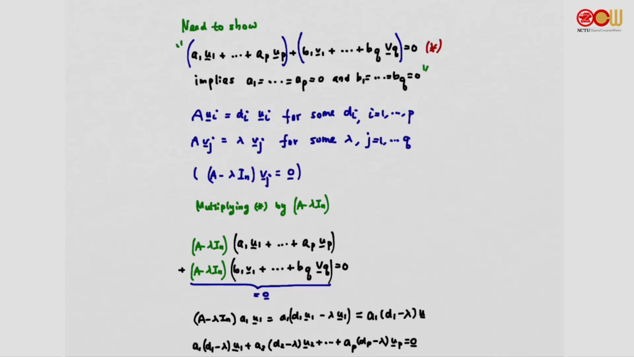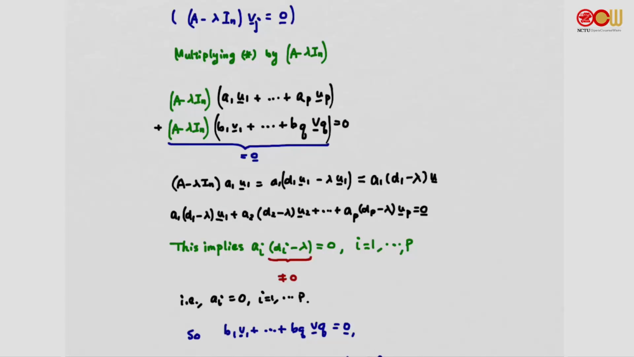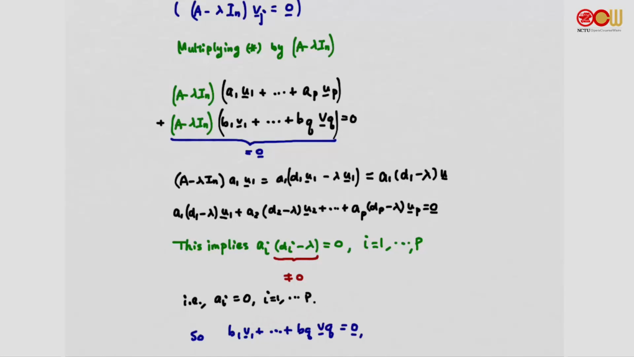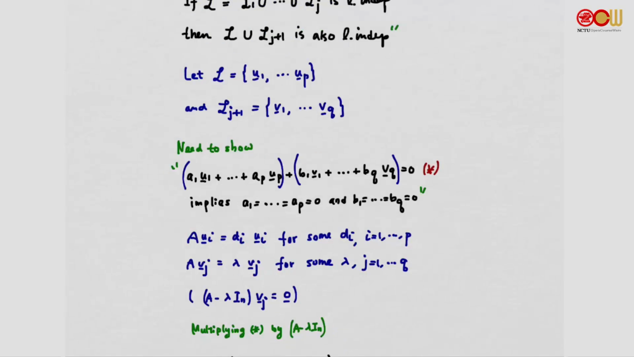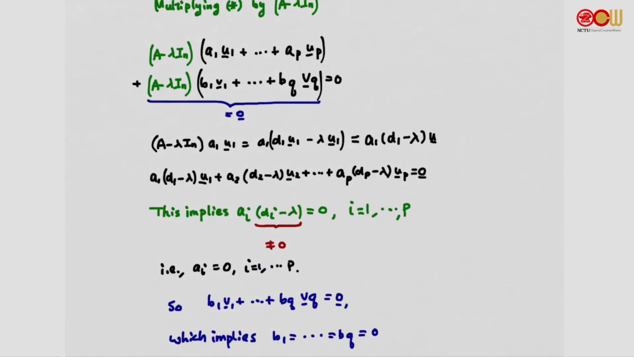Now in the star equation, all the ai's are equal to 0. We are left with the second part, the linear combination of these v vectors equal to 0. But the v vectors are from this set, Lj plus 1, which is a linearly independent set. So this implies the b coefficients are equal to 0, the a coefficients are equal to 0, and the b coefficients are equal to 0. So there we go. All these u vectors and v vectors are linearly independent.